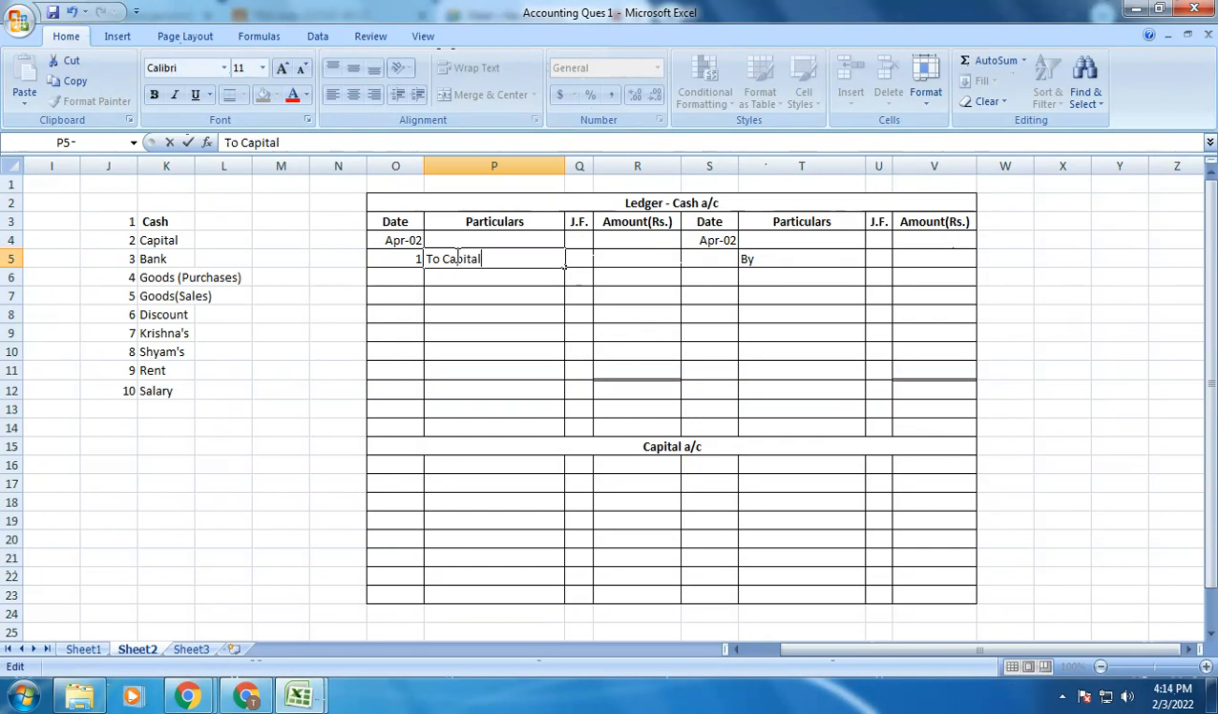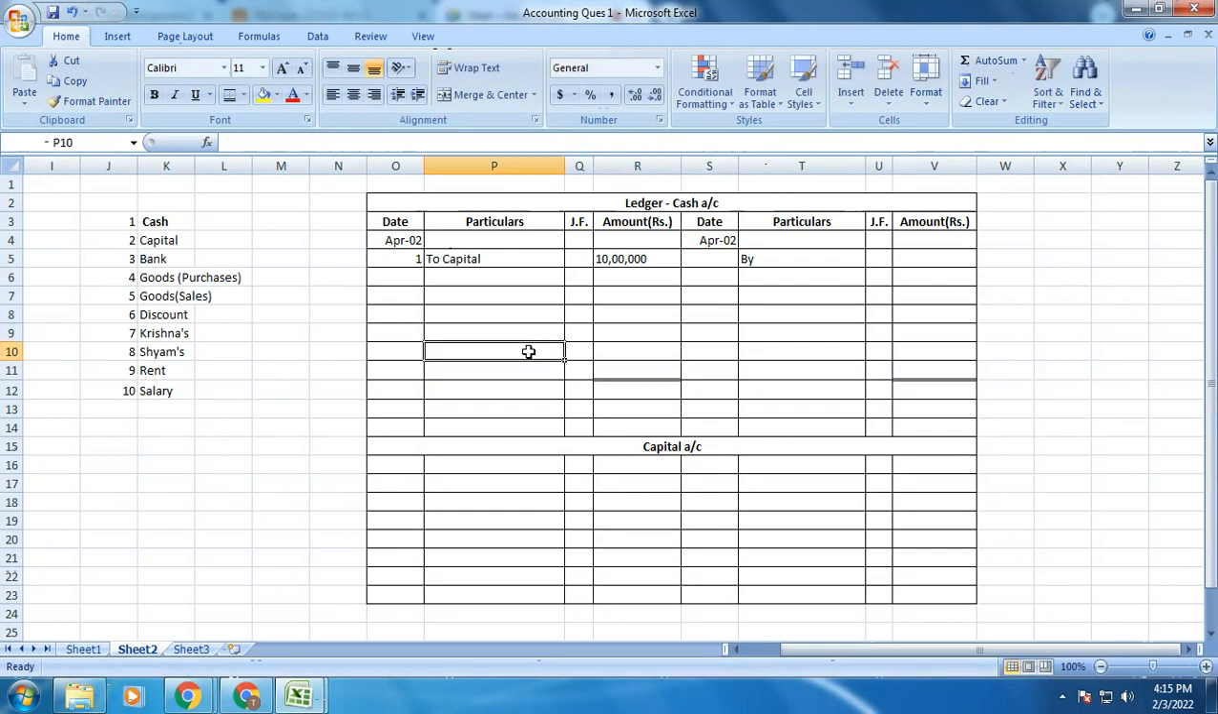This will complete our recording, because I'm writing it on the left hand side of the cash account. That tells me that cash account was debited in this transaction. And I write the term 'to capital' on the left hand side to show that the cash account was debited to capital for an amount equal to 10 lakh rupees.